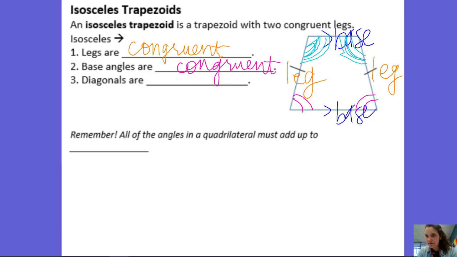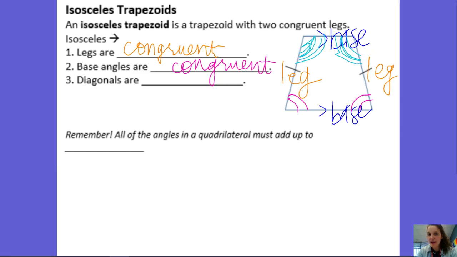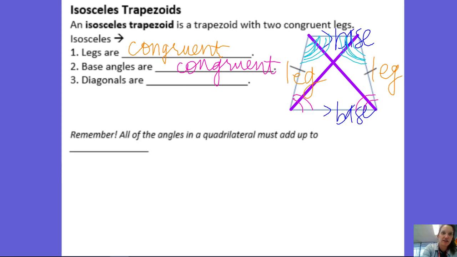And then in an isosceles trapezoid, the diagonals, so this diagonal and that diagonal, the lengths of those diagonals are going to be the same. So those diagonals are also congruent. So you can kind of think of this as like I have two triangles and they're congruent by side, angle, side, side, angle, side, and so by CPCTC, those diagonals are congruent. That'll come up later.